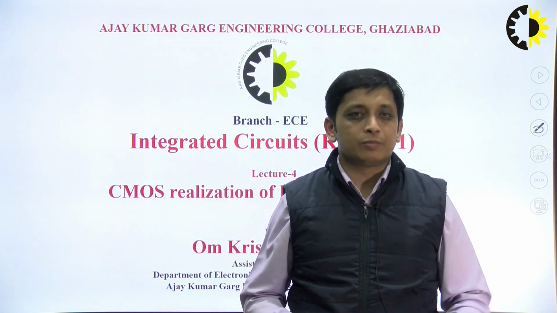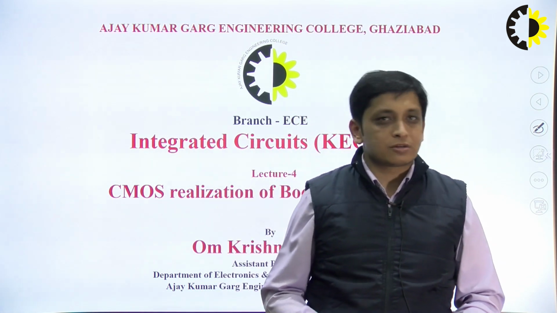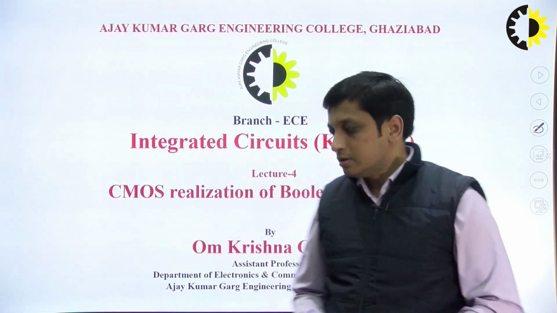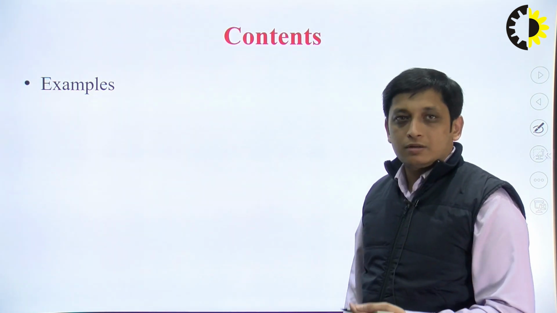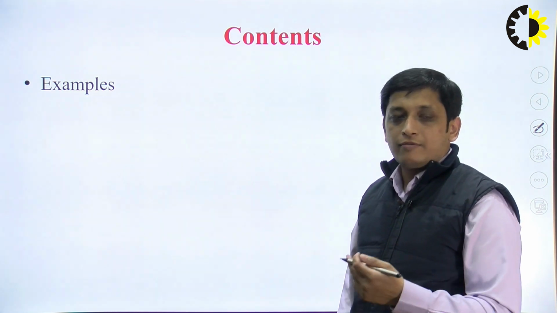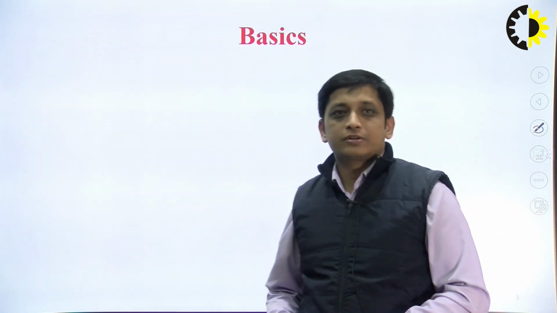So, in this class, I am just going to discuss a few examples, a few Boolean expressions. I will take a few Boolean expressions and discuss how we can draw the CMOS circuit of those Boolean expressions. Because once we understand, then we can apply these concepts to various other digital circuits, combinational as well as sequential. So, mainly I will discuss examples of Boolean expressions and we will implement them using CMOS. Firstly, starting with some basics.